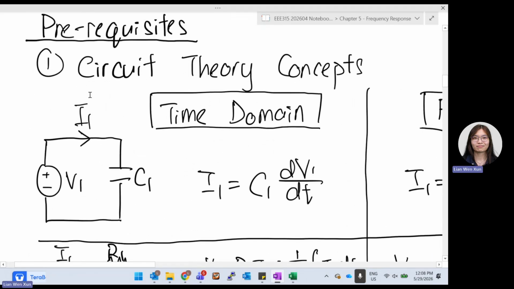Before we go into the circuit again, we only do the prerequisites today: some circuit theory concepts.